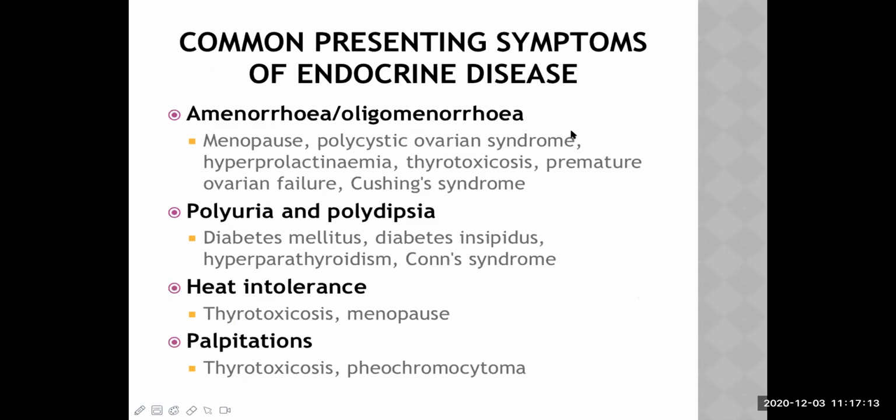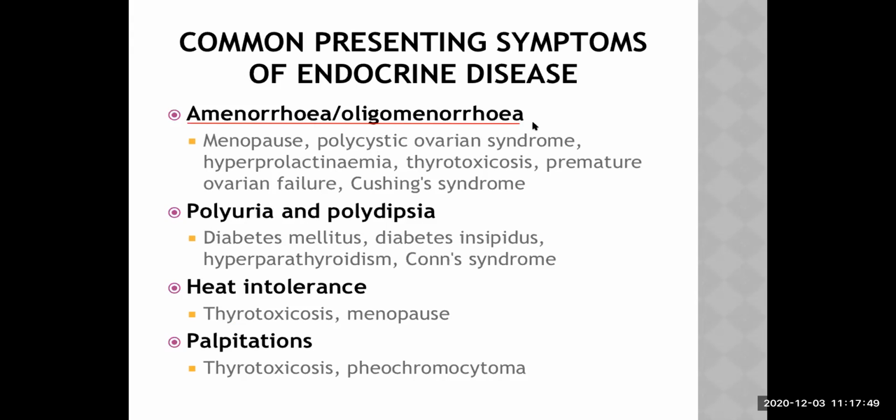Now, what are the other common presenting symptoms of endocrine disease? See here, amenorrhea and oligomenorrhea in females. Can you tell me the meaning of these terms first? What is amenorrhea? Amenorrhea means there is no menses, absence of menses, and oligomenorrhea means there is a decrease in menses, less menstrual flow. Exactly.